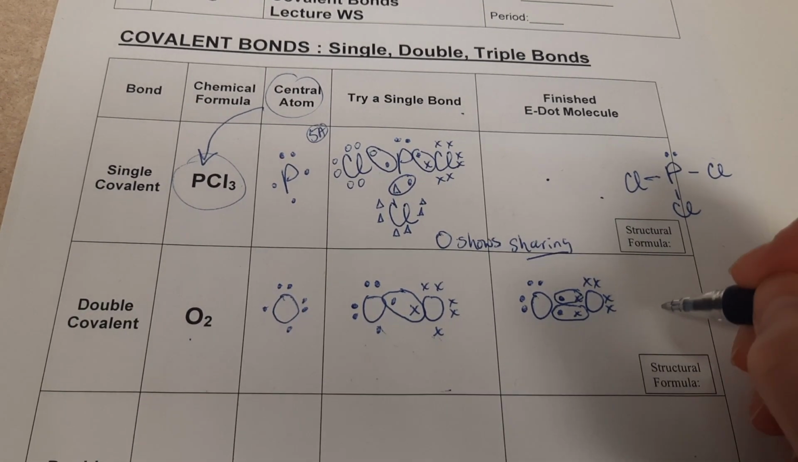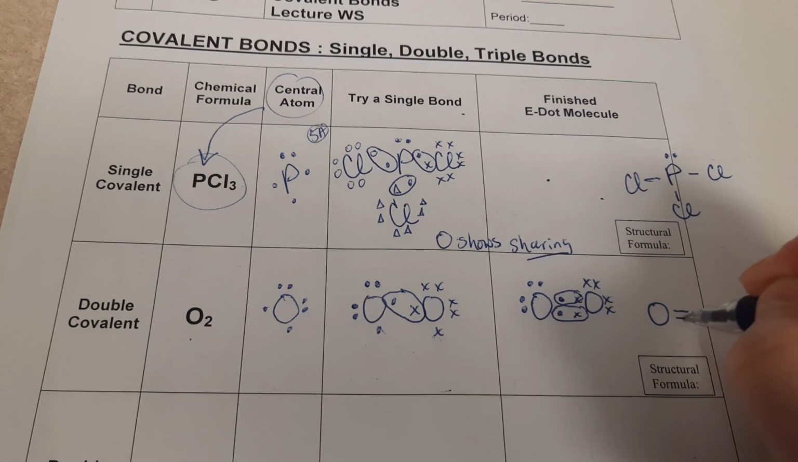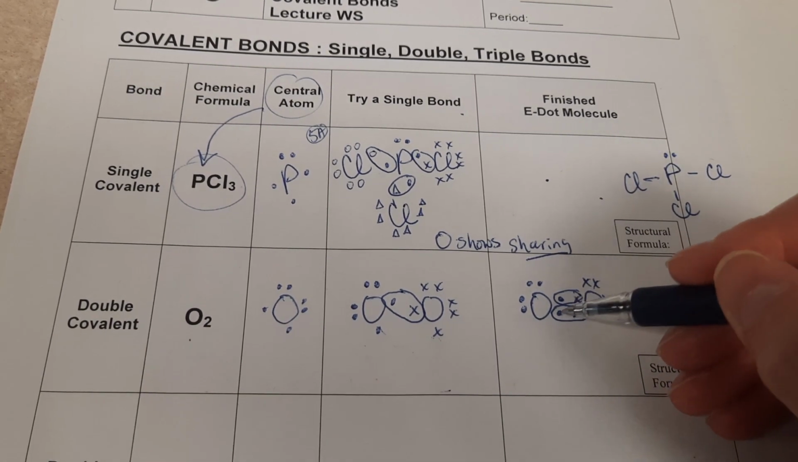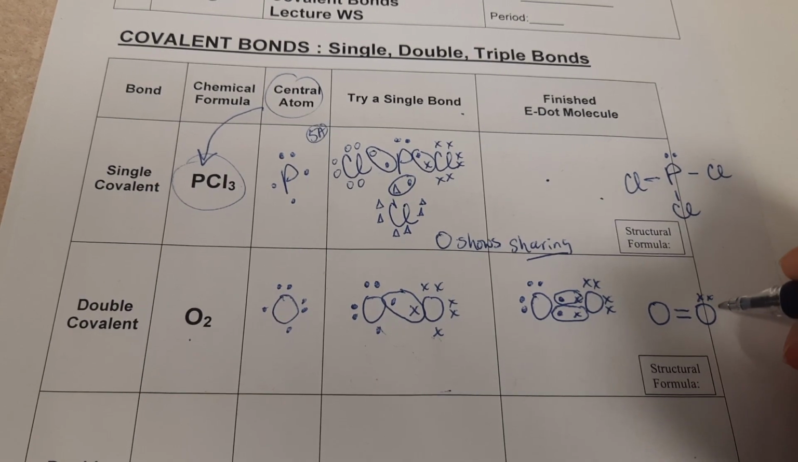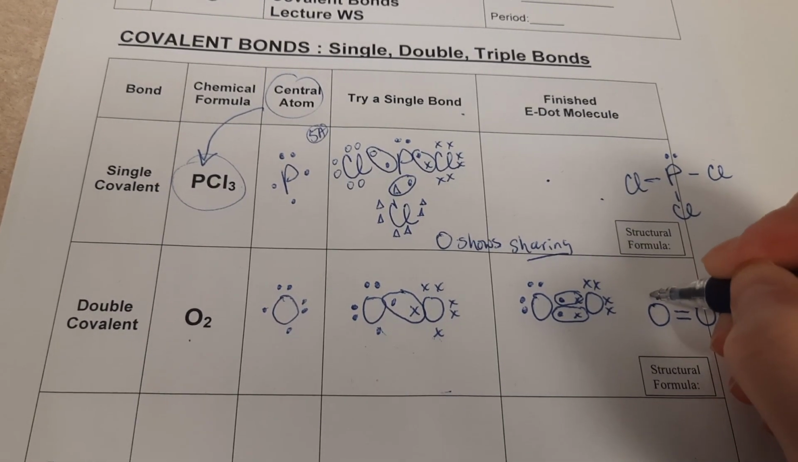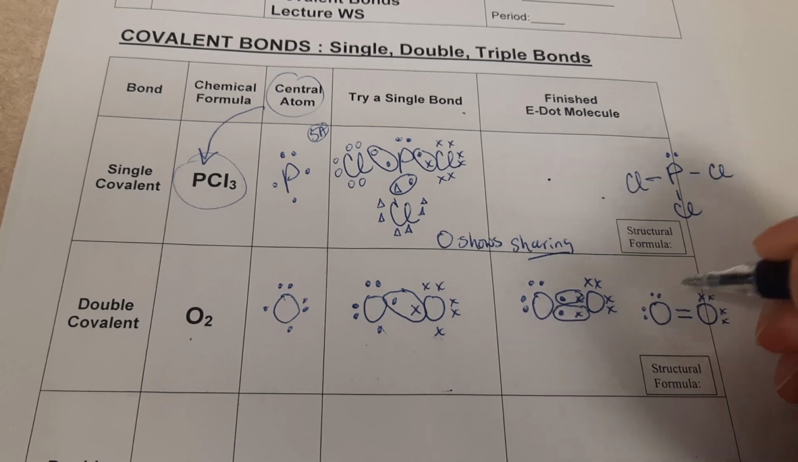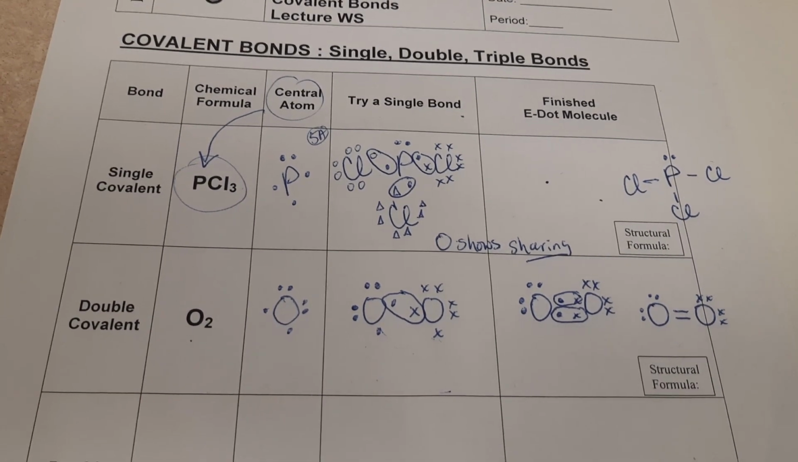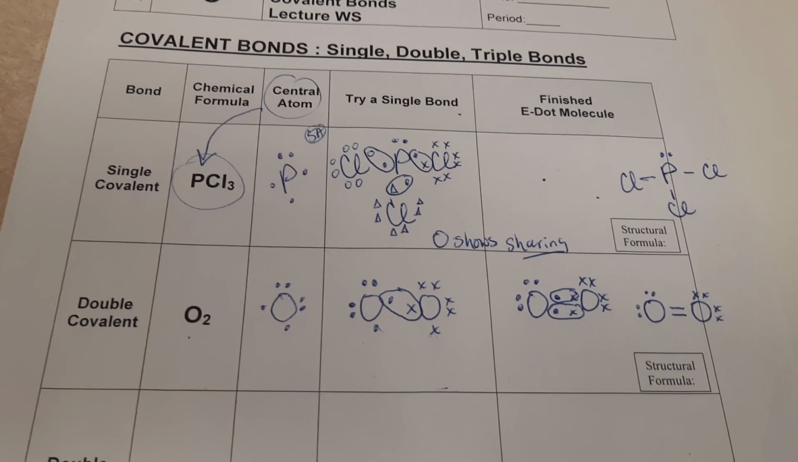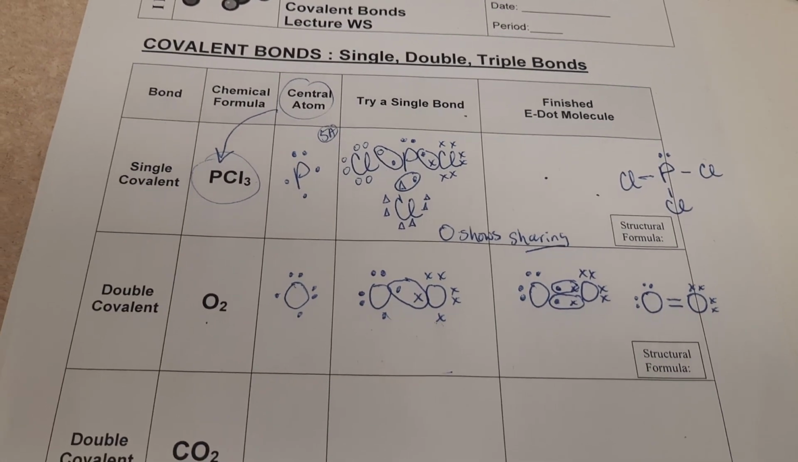So my structural formula really makes sense. I've got 2 shared pairs, and so I've got the 2 bonds. And then again, I keep the pairs normally on the central atom, but we don't have 3, so it's just going to be on both of them. All right, structural formula just changes your bonds into lines.